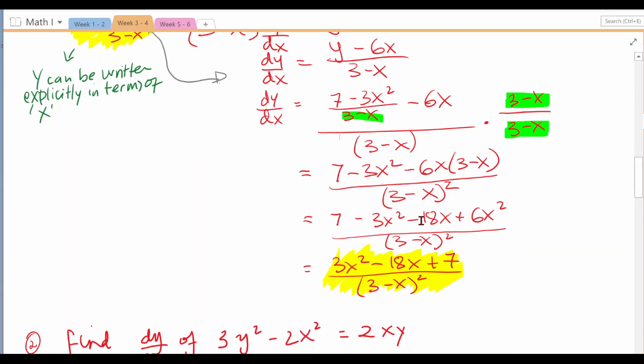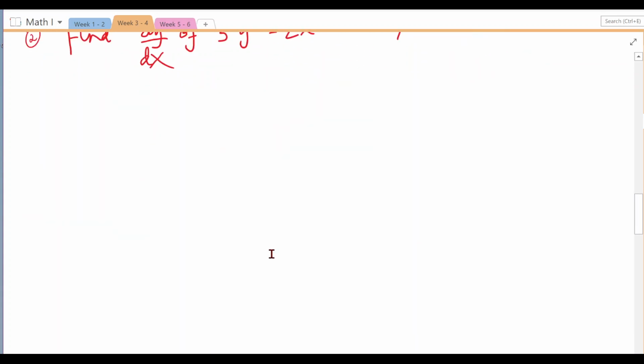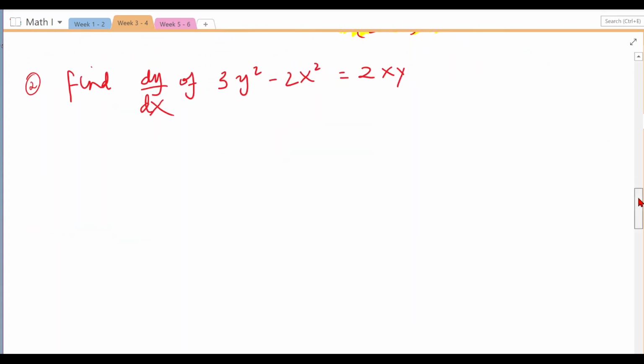So proceed, simplify the whole thing. We have 7 minus 3x squared minus 18x plus 6x squared. We then end up with positive 3x squared minus 18x plus 7 over 3 minus x squared as the final answer for our dy dx. Okay, let's try another one, this simple one.